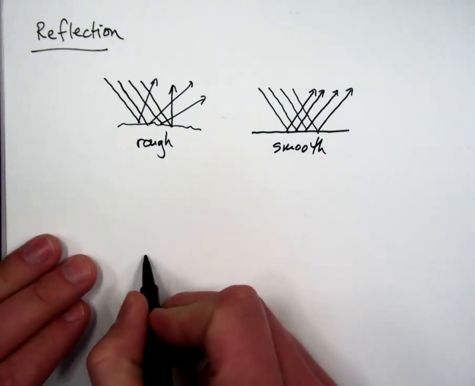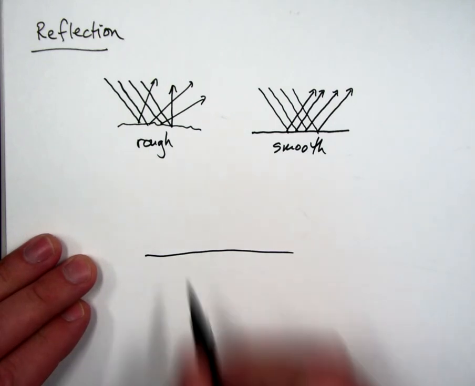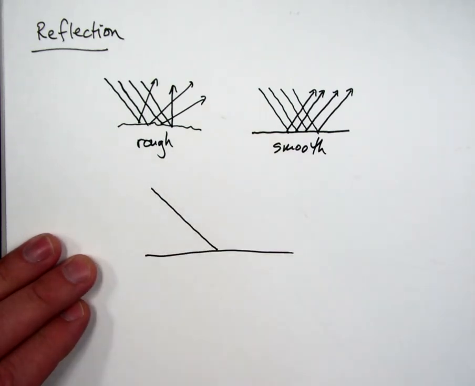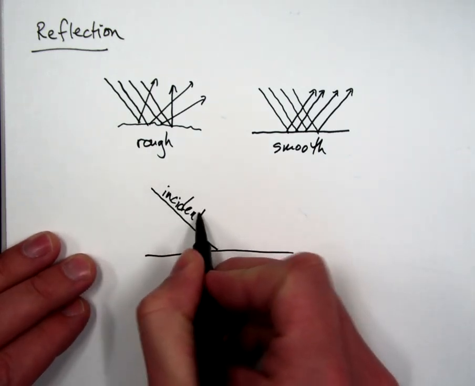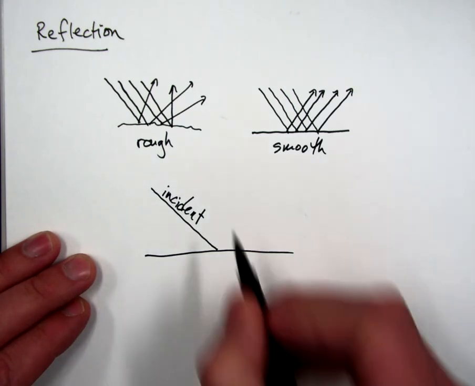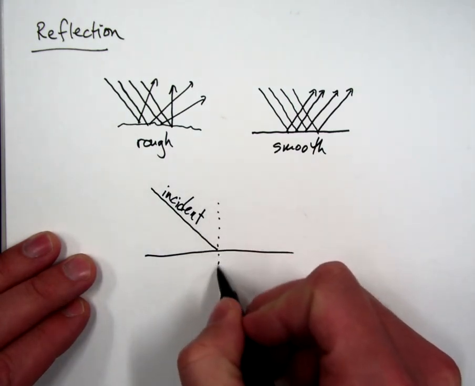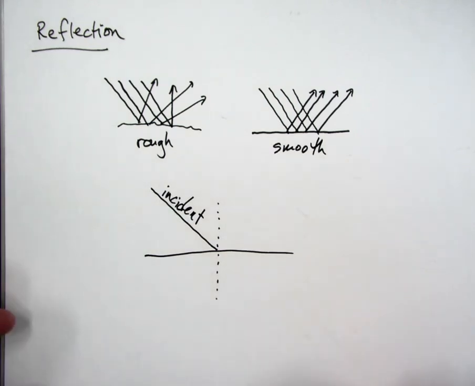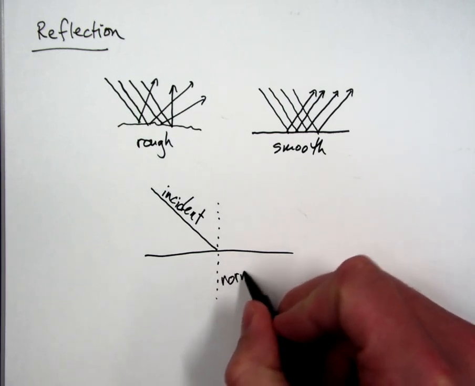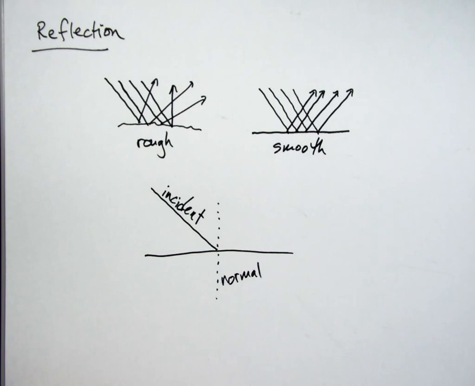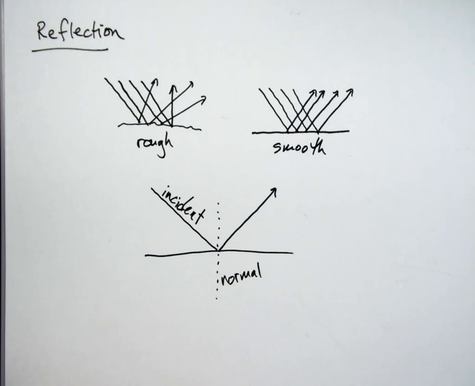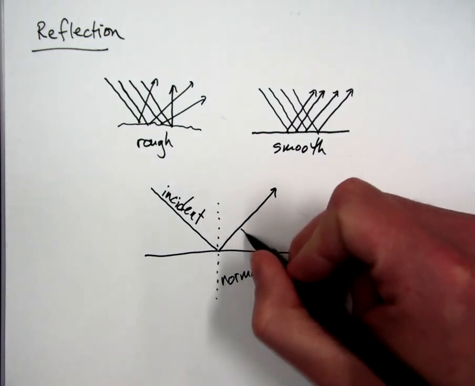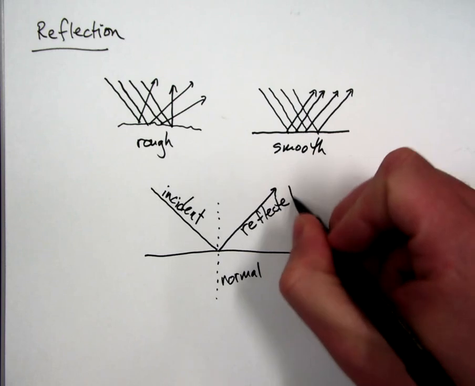Pretend you are looking at a flat mirror, and you have a beam of light coming in. This beam of light is called the incident ray. And as the incident ray comes in, we draw a line perpendicular to the mirror. This line is called the normal. And as that ray comes in, it will bounce, and as you might expect, it will bounce off the mirror, reflecting on the other side, and we have a reflected ray.